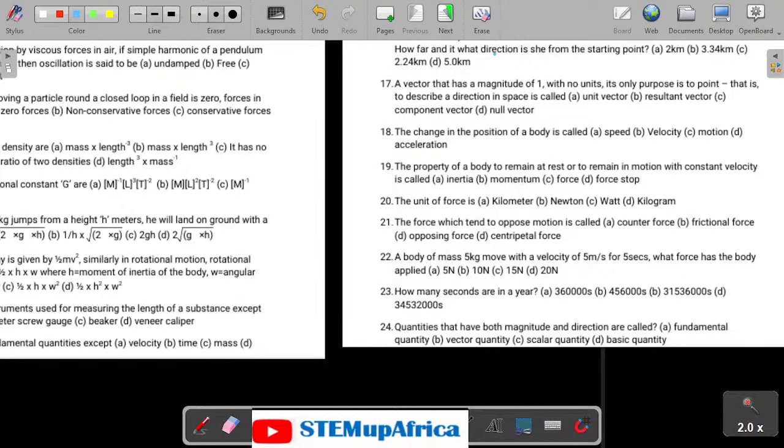Then question 22 says a body of mass 5 kilogram moves with a velocity of 5 meters per second for 5 seconds. What force has the body applied? So let's see how we can fix that. They gave us a mass of 5 kilogram, a velocity of 5 meters per second, and a time of 5 seconds.